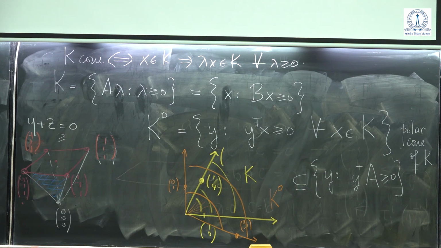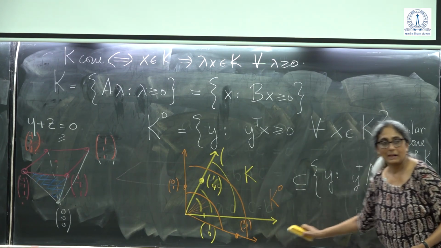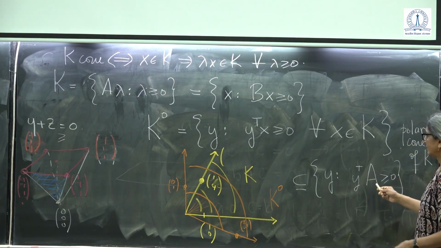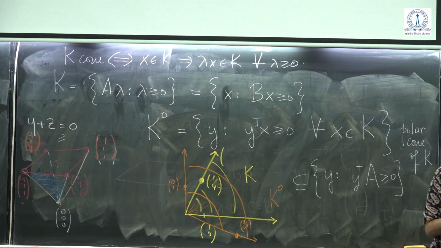Can you show that it's actually equality? If you make non-negative inner product with the generators, then you actually make non-negative inner product with everything in the cone. Let's try it. So what happens if you are in the cone but not a generator? How do you look? Is it the other way?